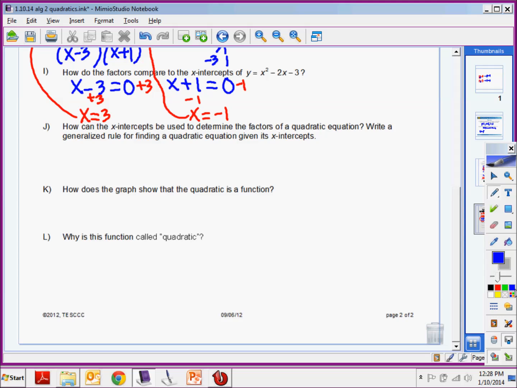Let's finish, and then you'll have time to do your Cornell Notes. Alright, how can the x-intercept be used to determine the factors of quadratic equations? Write a generalized rule. We're going to write it in words. So writing in words, how would we say this? We take the x-intercept and set it to 0. The factors, how would we do that? You set them to 0.